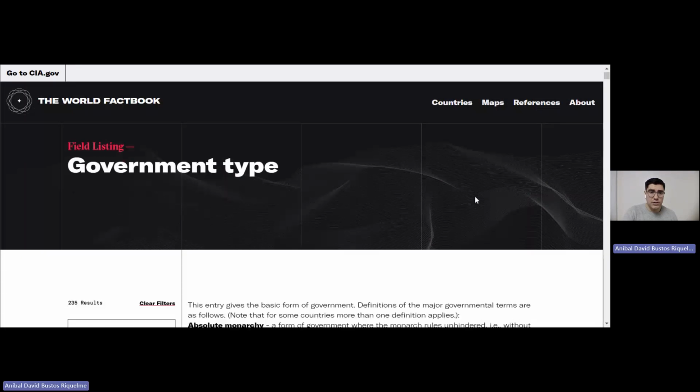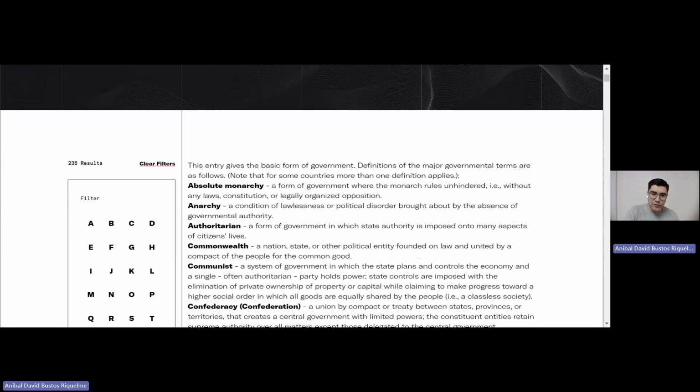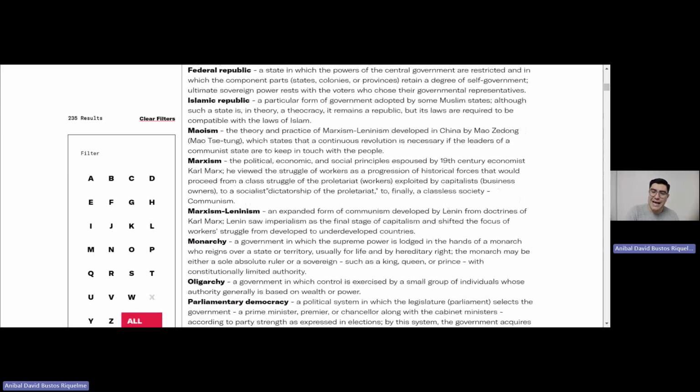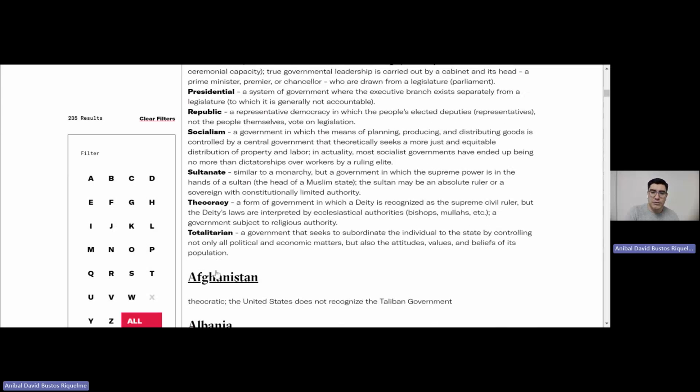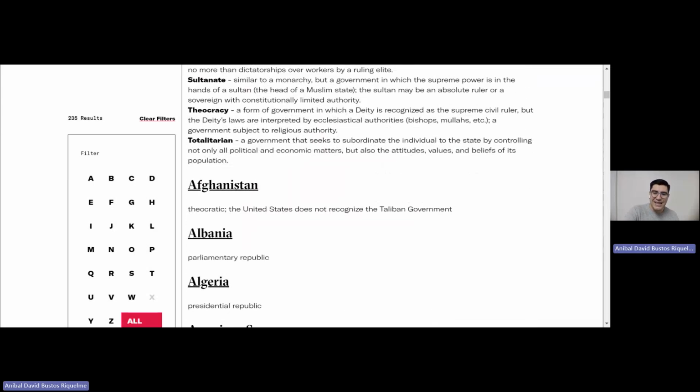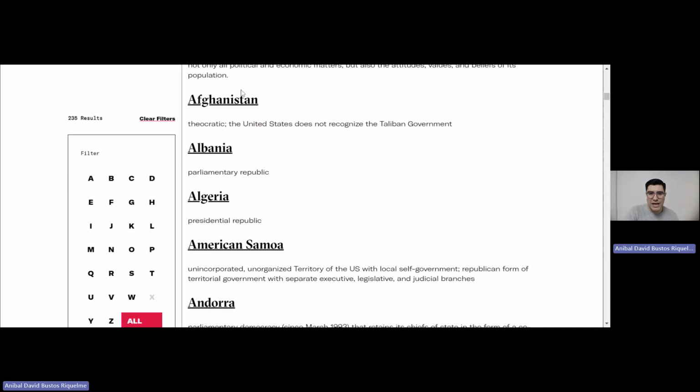here, this is the web page that I was talking about. You can see exactly the same information here, all the types of governments, and then you can see the countries. In Afghanistan, we have a theocratic type of government, and the United States does not recognize the Taliban government. In Albania, we have a parliamentary republic. In Algeria, we have a presidential republic, etc. Then you have to complete that table with that information.